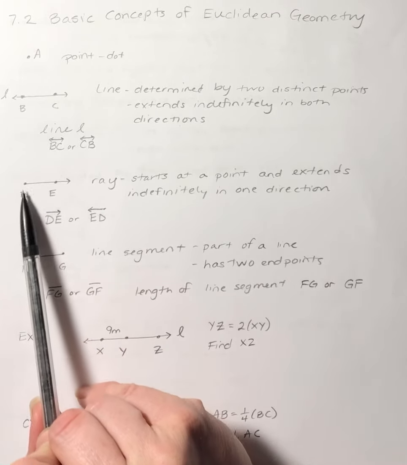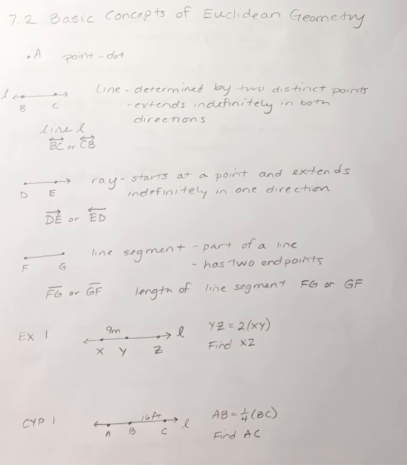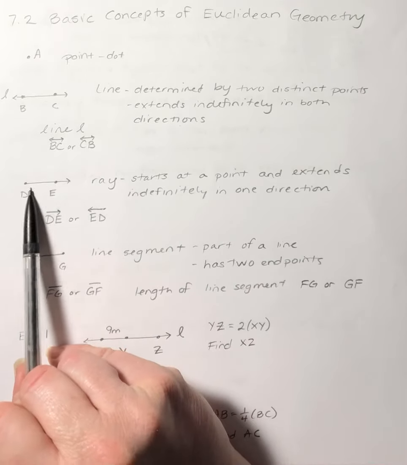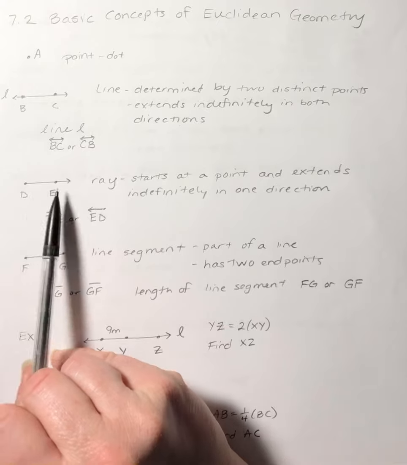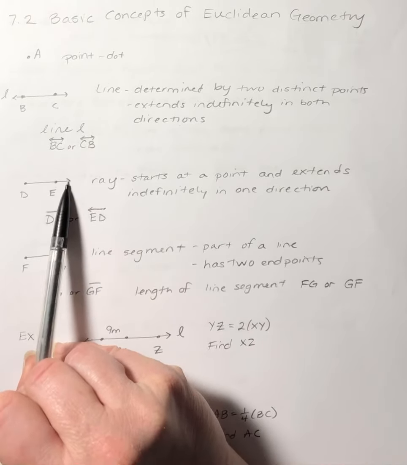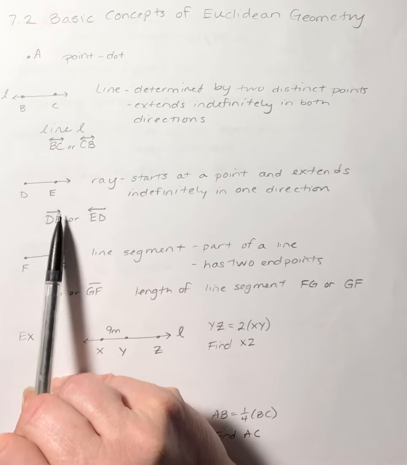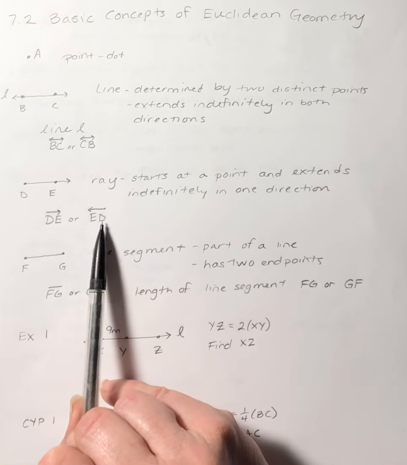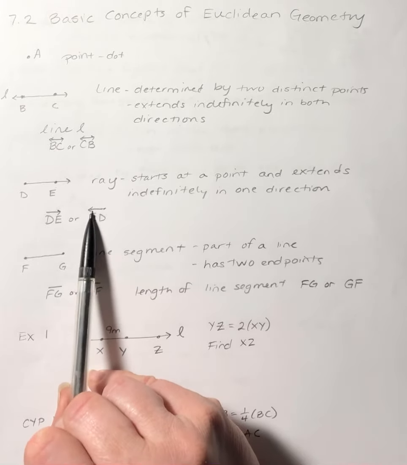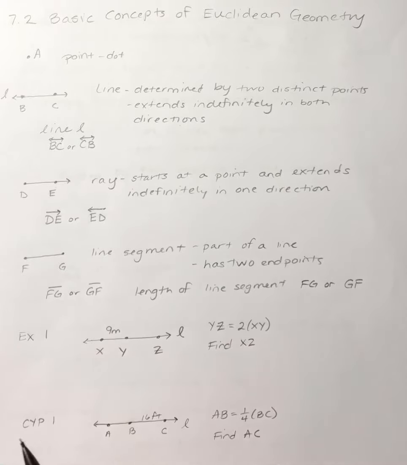A ray has a single endpoint and extends indefinitely in the other direction. So 1 point and 1 arrow. This one has to be a little bit more specific when you name it. When you name the ray, notice my arrow is next to this point here. My arrow has to be above that letter. So if I say ray DE, I would not also say ray ED, because notice my arrow changes and the order of the letters changes.